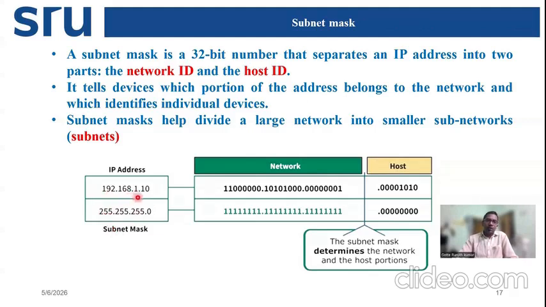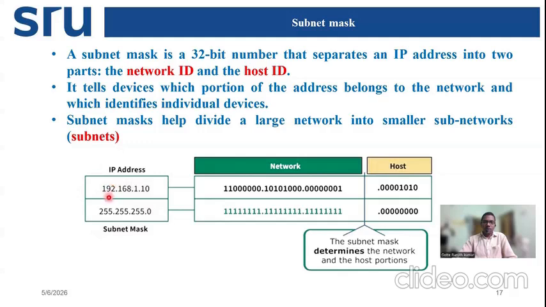Because this is a class C address, and here the first 3 bytes represent the network ID. That's why in the subnet mask the first 3 bytes are written as 255, 255, 255. And the last part is 0. Last byte 0 in the subnet mask means the last byte in the IP address represents the host address or host ID. And 255 means again this part in the IP address represents the network ID.